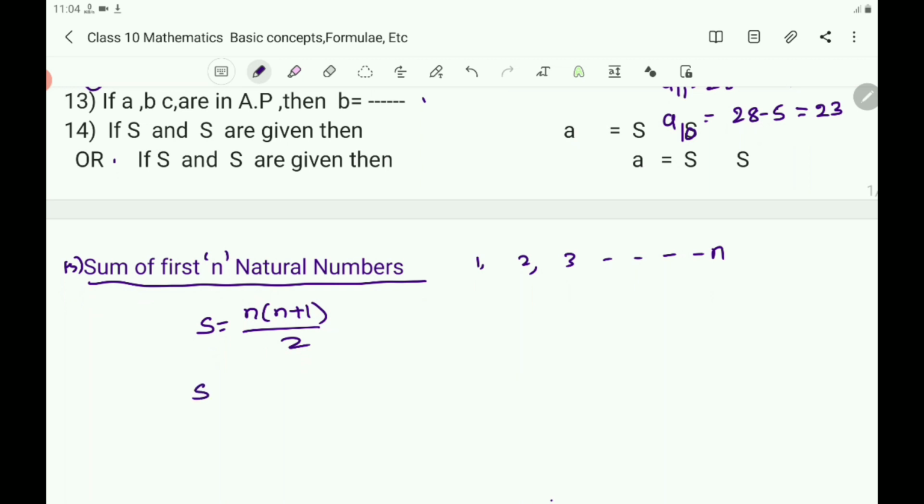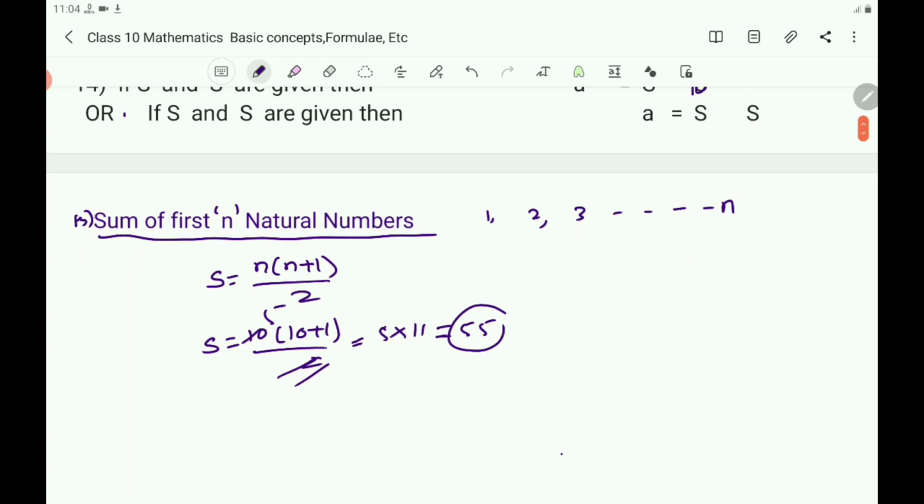So that is S equals 10 into 10 plus 1 by 2. 2 ones are 2, 5 ones are 5, into 11, since 10 plus 1 is 11. You will get 55. That is the sum of first 10 natural numbers.